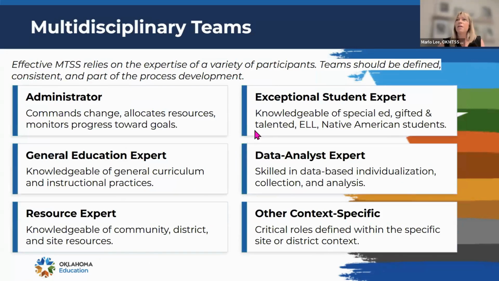All right. So moving on to our multidisciplinary teams. Effective MTSS relies on the expertise of a variety of your staff members. Just having a couple of people does not lend itself to the different lenses that can support a team. So when you're thinking about how to put together your teams, if you're still in that process of like, hey, who needs to be on our team, you want to make sure that you have a wide lens.